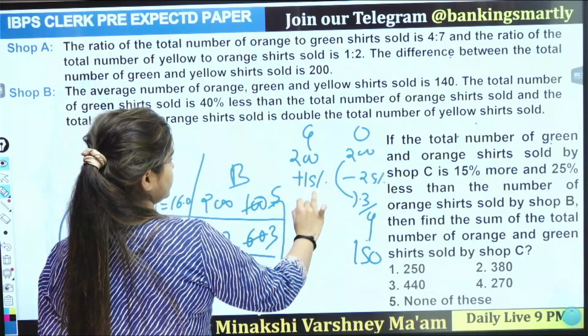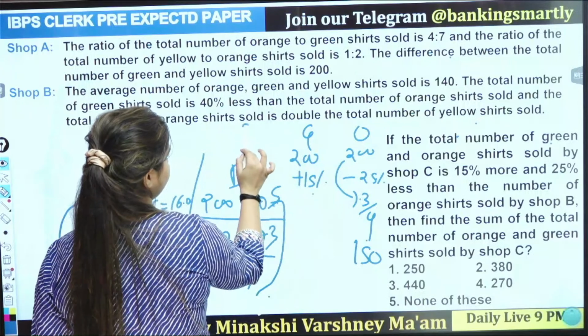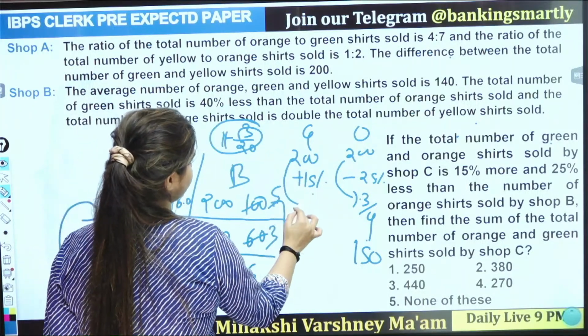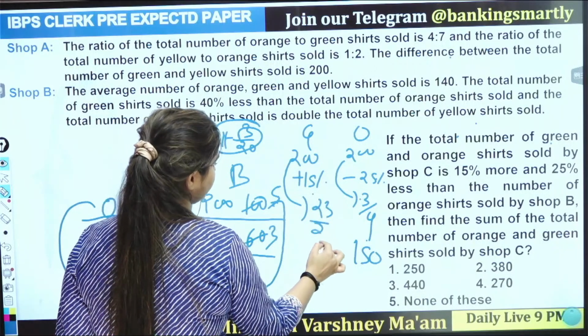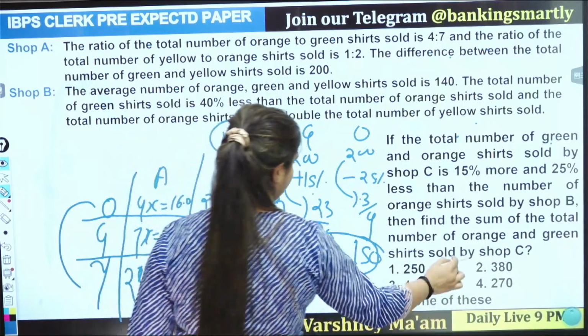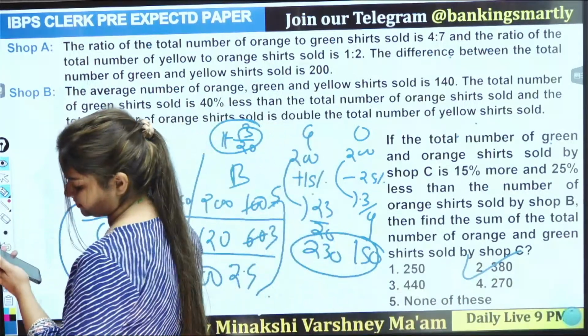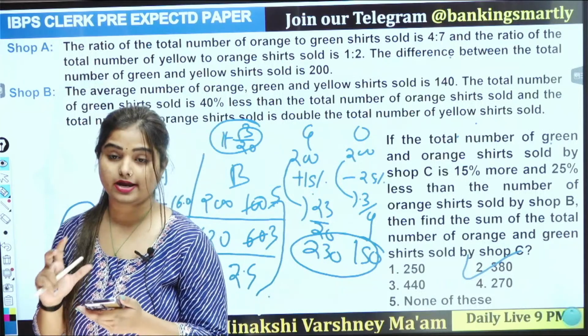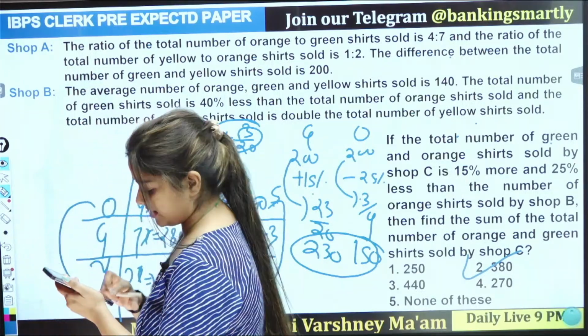That means 15% more. So we know that 15% is equal to 3 by 20 more. That means we have to multiply directly 23 by 20, 10, 230. Then the sum is 380. Option number 2 is correct. 320 is wrong. 380 is the correct one. Okay.